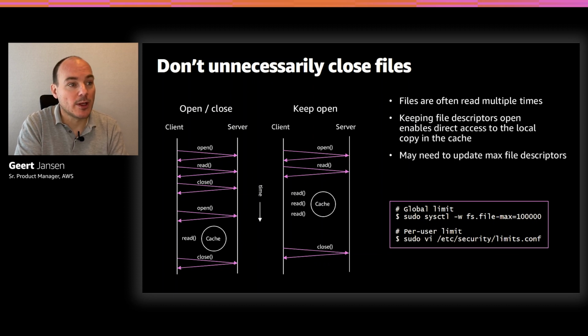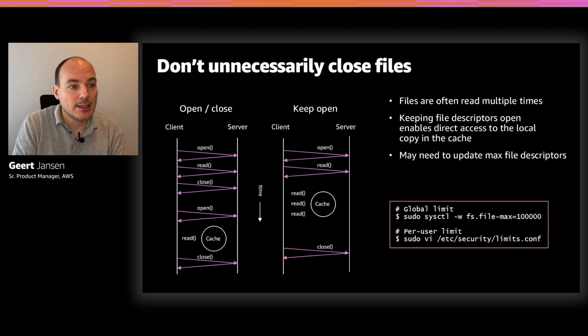Now, if we want to optimize this, one simple way to do it is just not close the file, keep it open, right? So you have the same open and read initially, which require a round trip, but then any subsequent reads can be served from cache in the order of microseconds versus the millisecond it would take to actually do the open again. And then finally, you have a close.